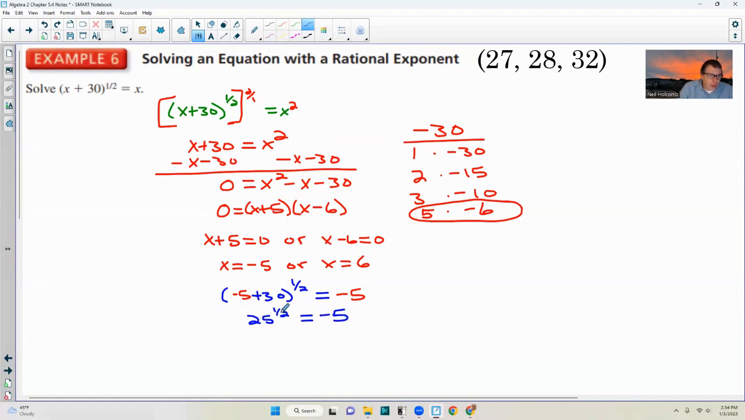And that means square root, by the way. Remember, the denominator is your root index and your numerator is your power. So it looks like that. So it's obviously the square root of 25. Square root of 25 is 5. 5 does not equal negative 5. I can't get a negative when I take a square root unless it's imaginary.